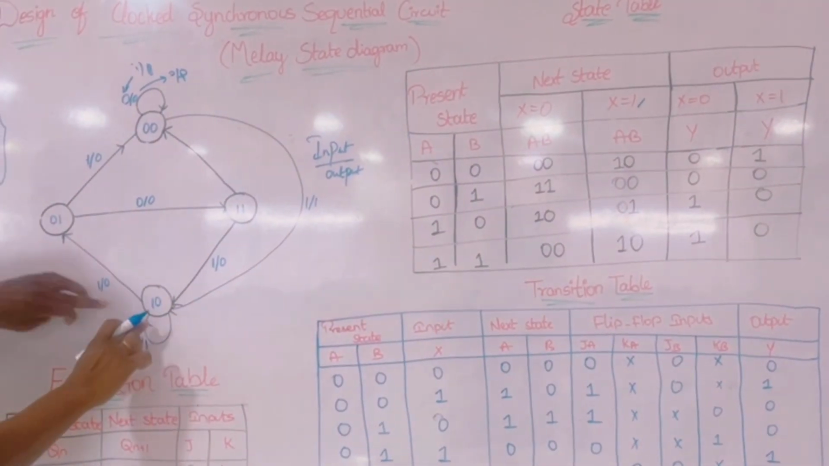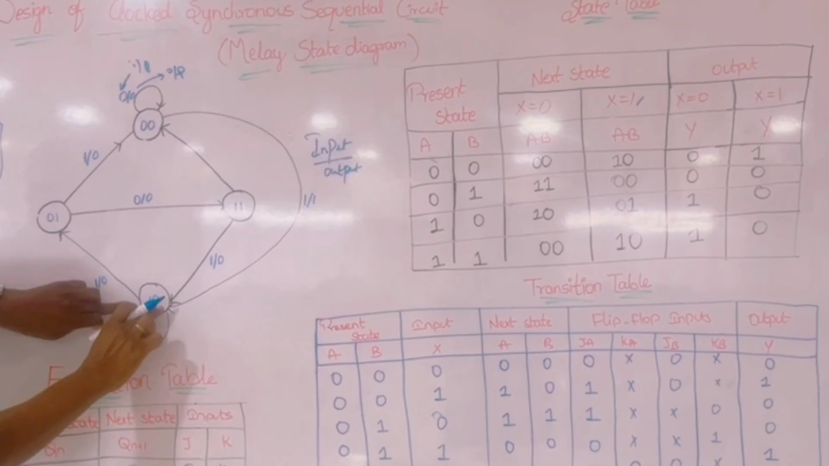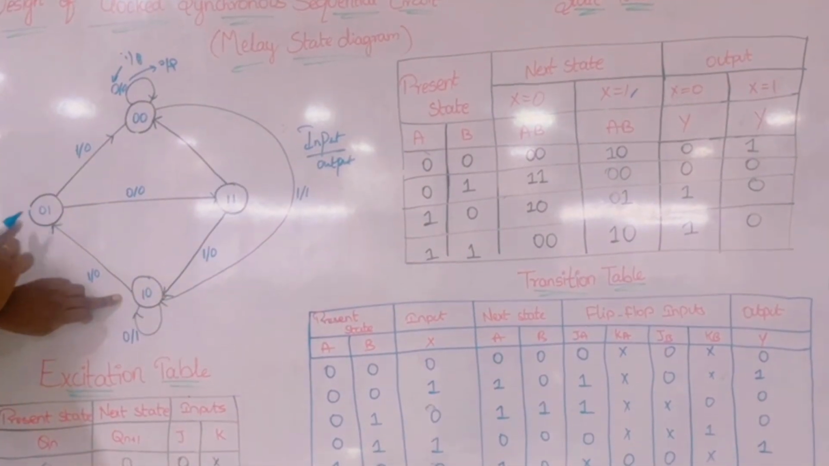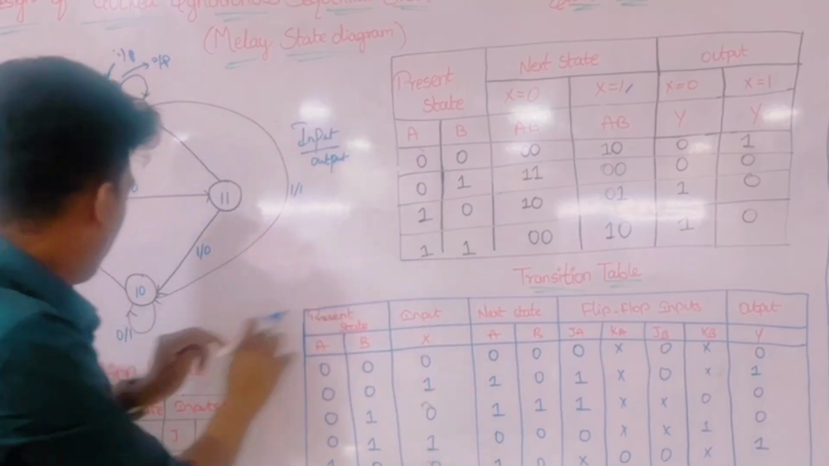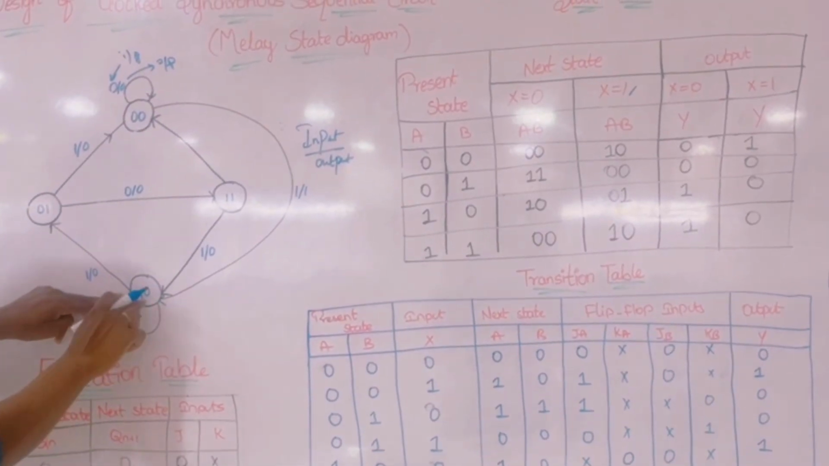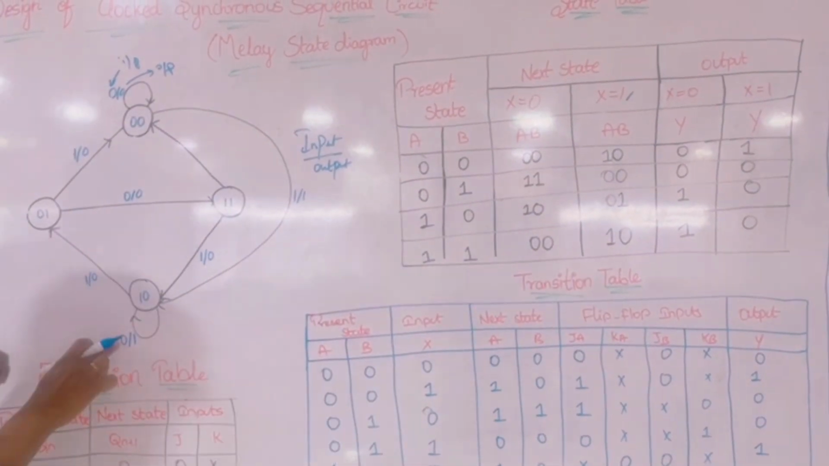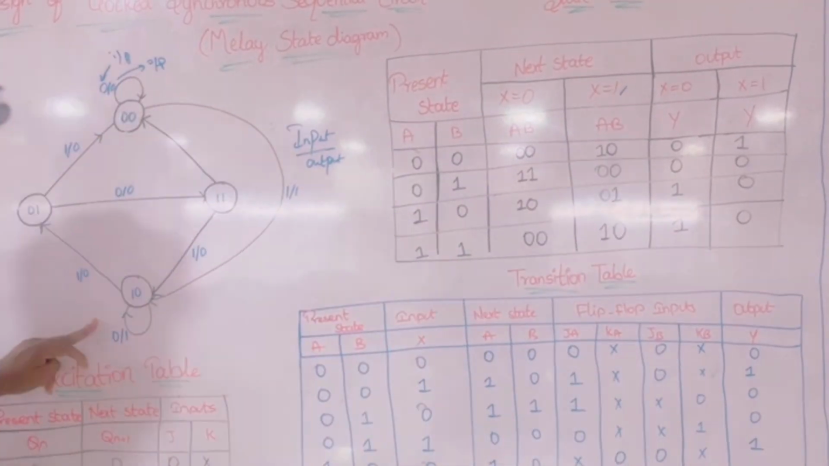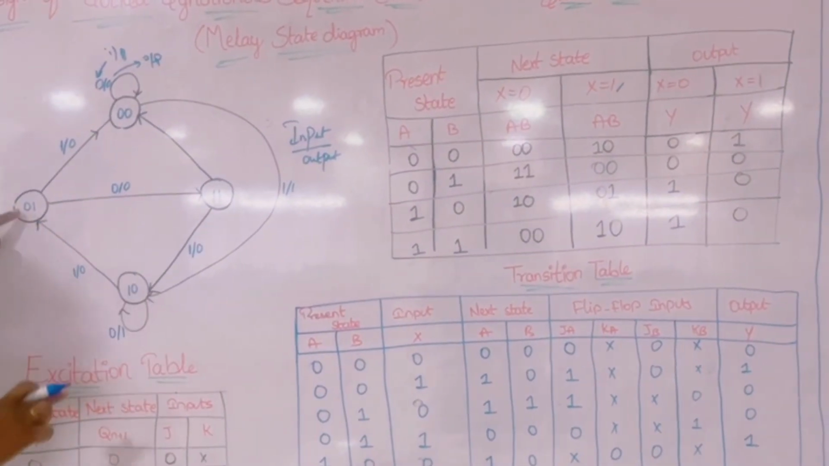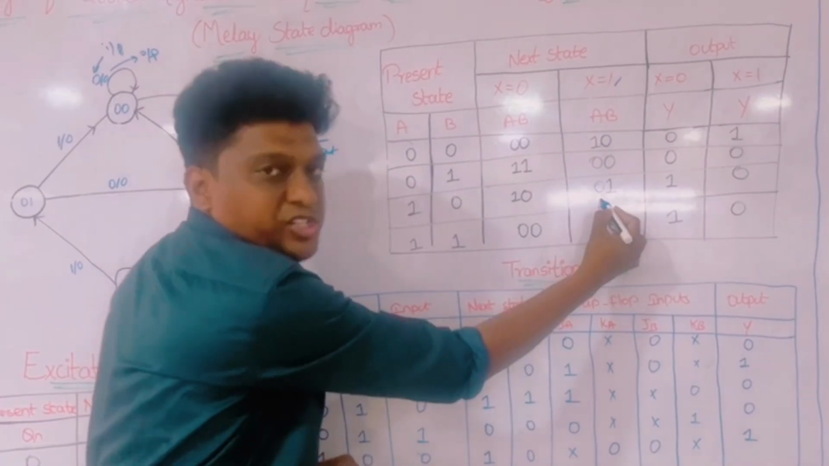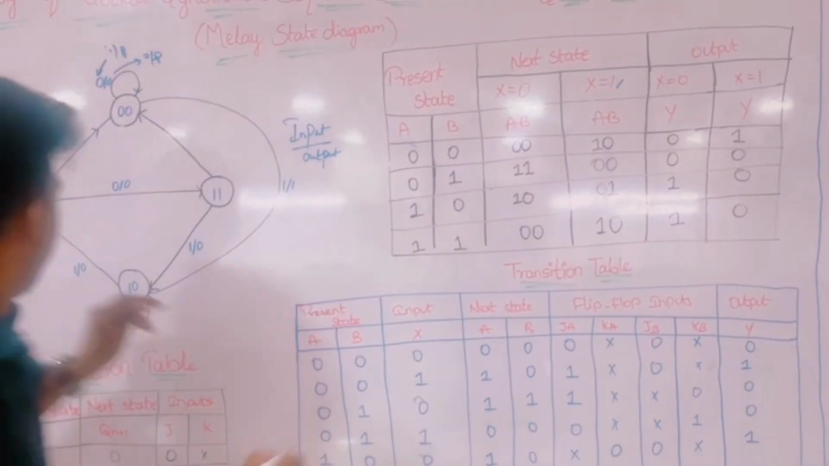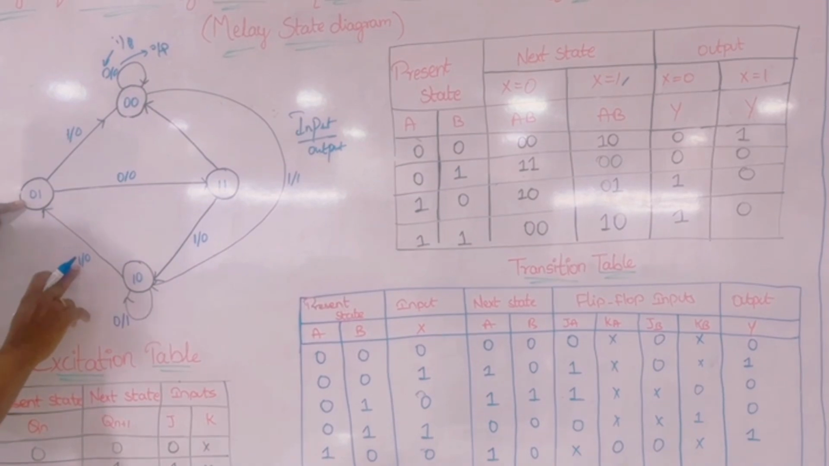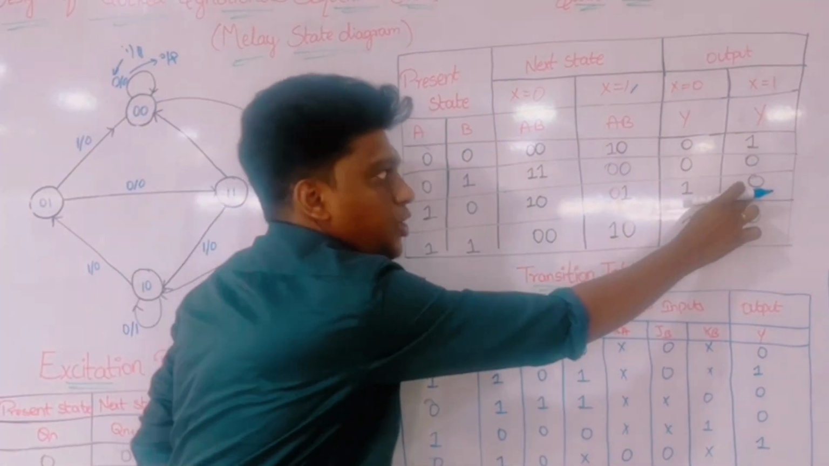Then the condition 10. 10 goes to the state 10 again and to 01. It goes to the state 10 again whenever the input is equal to 0, and the corresponding output is equal to 1. It goes to the other state 01, as mentioned here, when the input is equal to 1 and the output is 0.